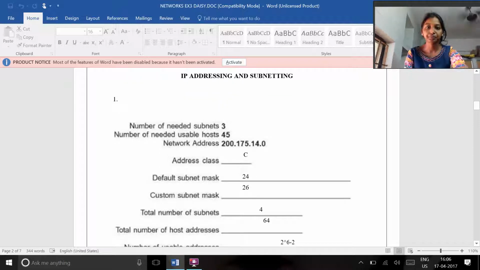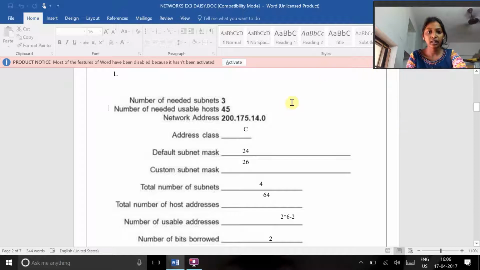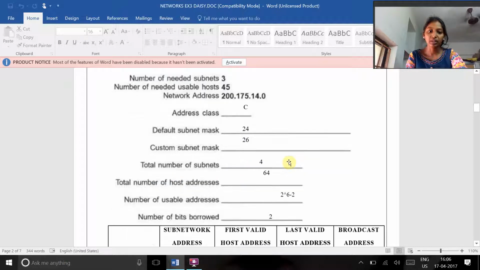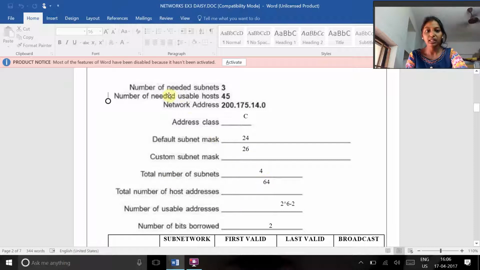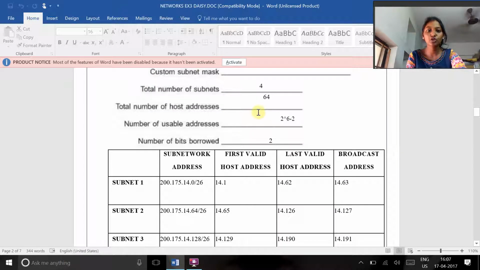Here they have given the number of subnets as 3, the number of needed usable hosts as 45, and the network address as 200.175.14.0. Here we can say that clearly it is a Class C address, and the default subnet mask is 24 for Class C and the custom subnet mask is 26. Here they are asking for the total number of subnets. We need only 3 subnets. If we take 2 power 2, we'll get the number of needed subnets, but if we take 2 power 1, we'll get only 2. So the total number of subnets will be 4. And the total number of host addresses will be 2 power 6, that is 64, and the number of usable addresses will be 2 power 6 minus 2. And here the number of bits borrowed is 2.